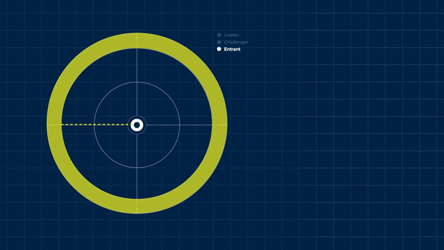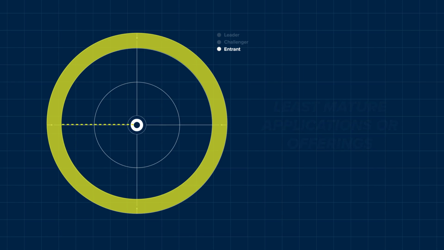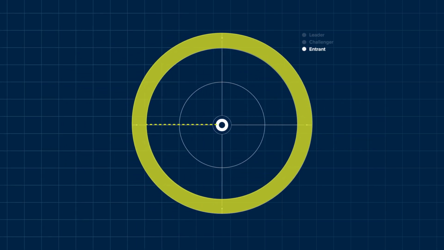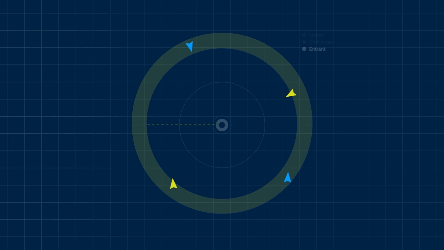We expect them to be the least mature applications or offerings within the space overall, and thus, they are furthest from the center. These are companies that you probably want to pay attention to, especially based on the color and direction of the arrow. We'll cover that in a moment.